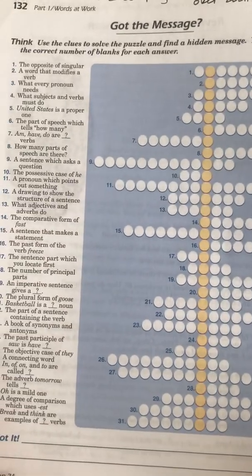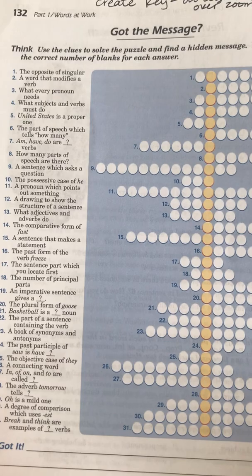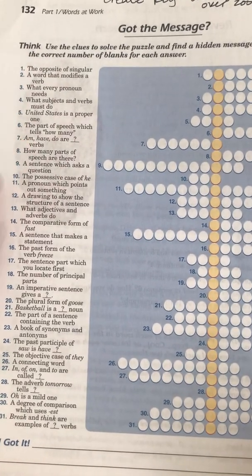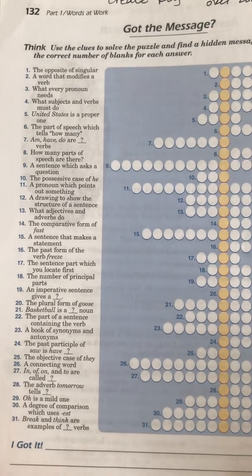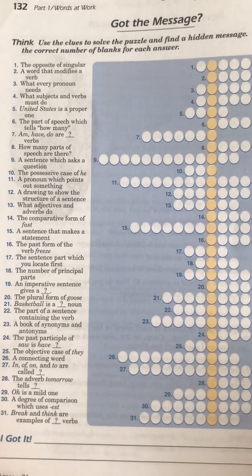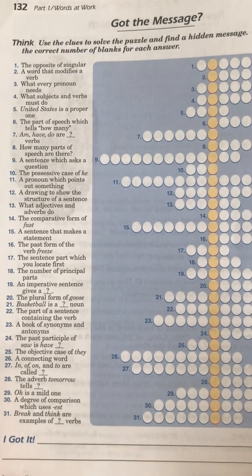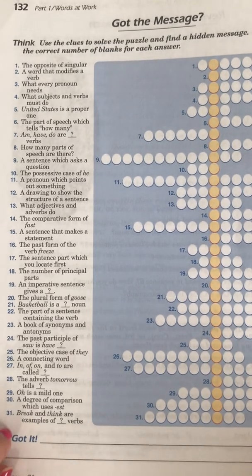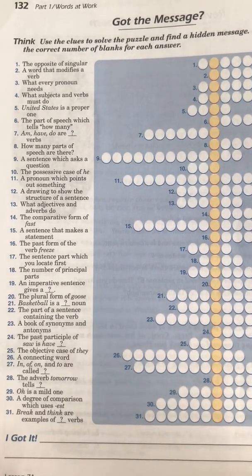So what I would do is, if you're watching this video before we log on to Zoom, I would try and answer the most questions I can and then wait for the key, or you can wait and I will send it to you either through email or Zoom or both. So don't worry if you're having a hard time finding the words for numbers 1 through 31. I'm going to help you.